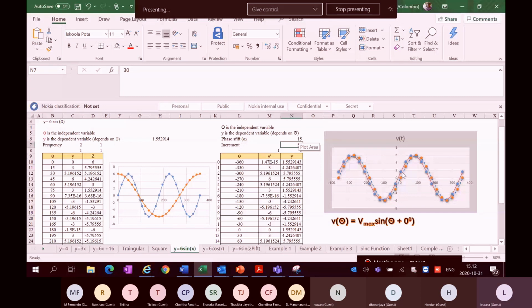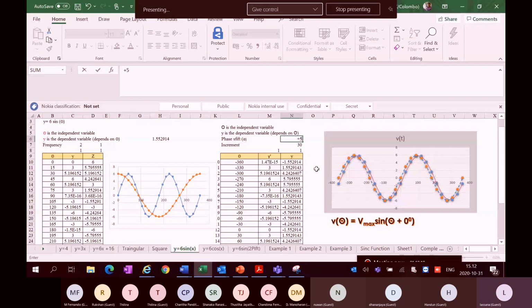To see this better, I may put a plus 30. Let's say plus 60. It came to your left side because I am putting a plus phase angle. If I put minus 60 phase angle, it goes back to the right side.